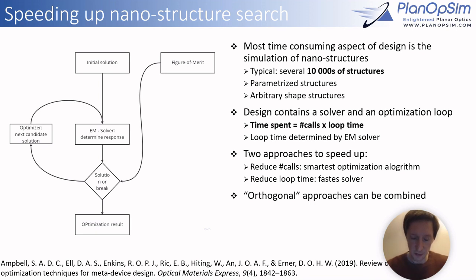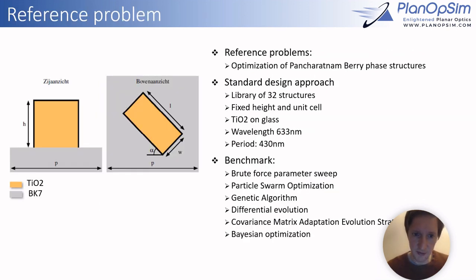So if we want to speed this up, we have two options. Either we pick a very clever optimization algorithm so that we only need few calls to reach the solution, or we make each loop run very fast using a fast solver, and that will be the second part of this presentation. The good news is that these approaches are, so to speak, orthogonal, in the sense that they can be combined with each other for even additional speed increases. So that's the topic of this presentation. How much can we speed up and how? And I hope to get that with the first part on optimization structures.